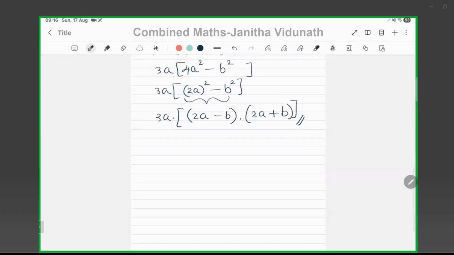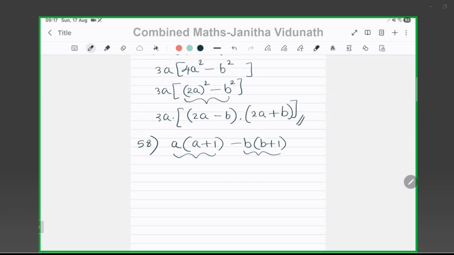Okay. Now I will solve the 58th question. The question is a times a plus 1 minus b times b plus 1. When we consider these two terms, there are no common factors. So first we need to simplify this.